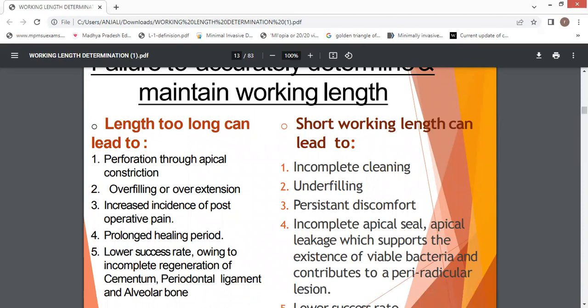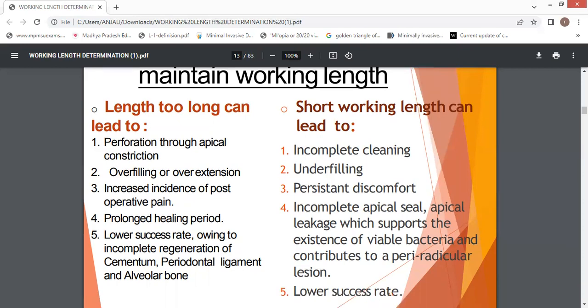If the working length is short, it can lead to incomplete cleaning, underfilling, persistent discomfort, incomplete apical seal, and apical leakage, which supports the existence of viable bacteria and contributes to a periradicular lesion. Lower success rate.